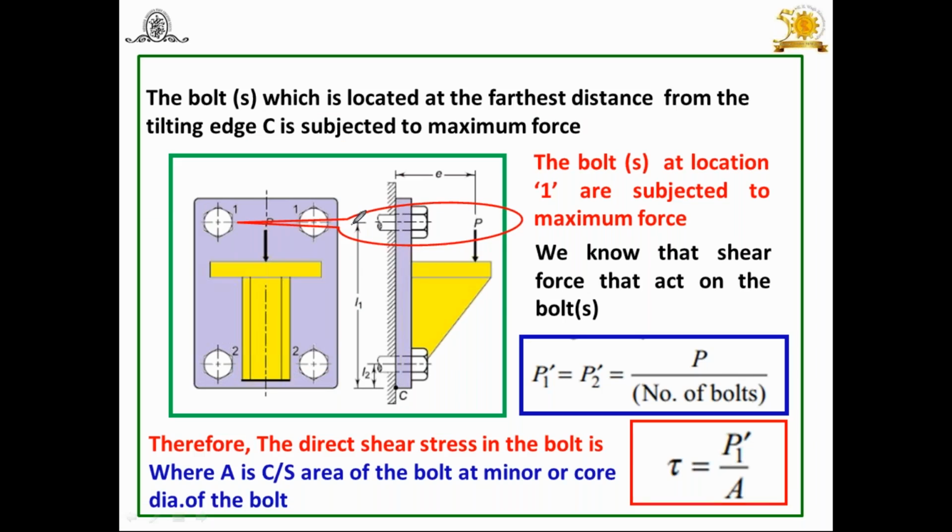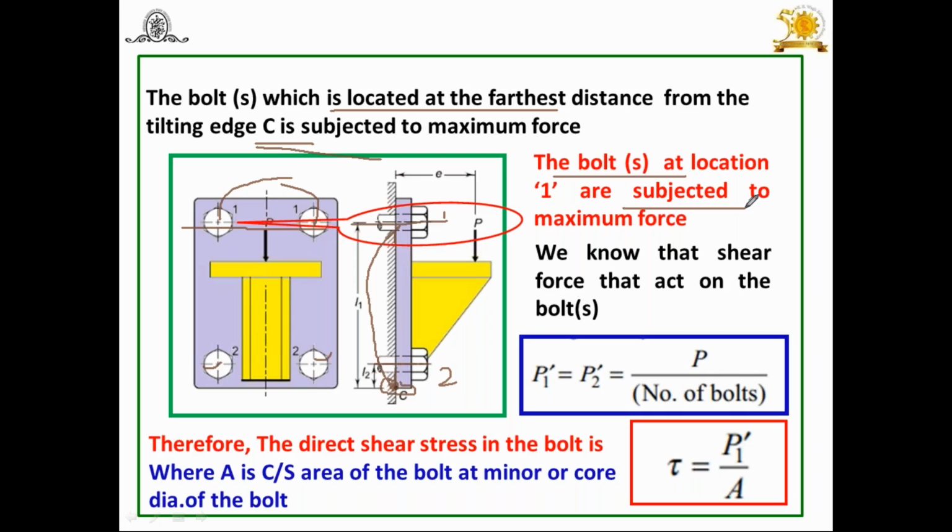Force P is acting, this is bolt position 1, bolt position 2, and because of this load, the bolt which is located farthest from the tilting edge is C. Which bolt is farthest from this tilting edge? The bolt located at position 2 is not farthest. But bolt located at position 1, they are farthest from this tilting edge. So you can say bolt at location 1 are subjected to maximum force. Therefore, you can consider this bolt or this bolt, no problem to find out its size.